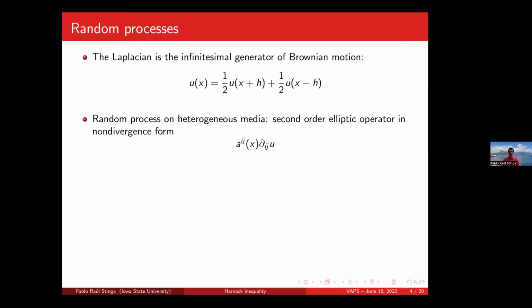Now, what happens if you do random processes in heterogeneous media, right? At each point, the probability to move, right, left or right or whatever, changes from point to point. There's no 1/2 and 1/2 anymore.